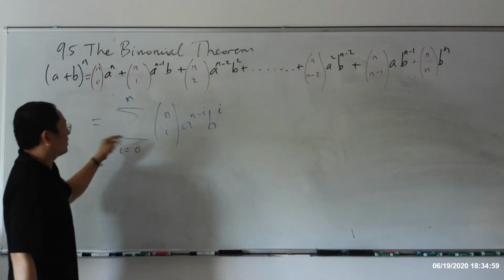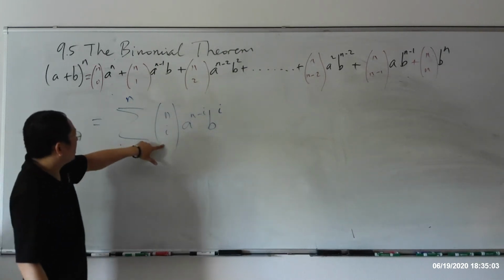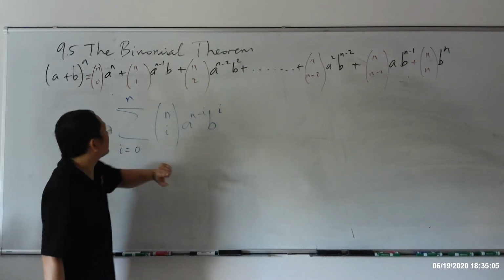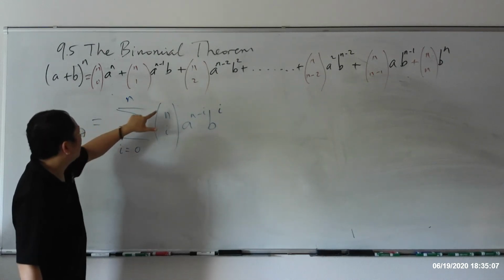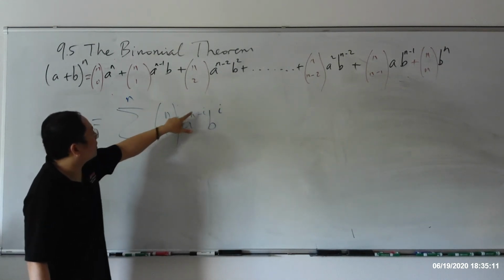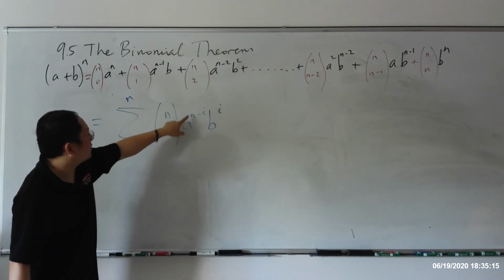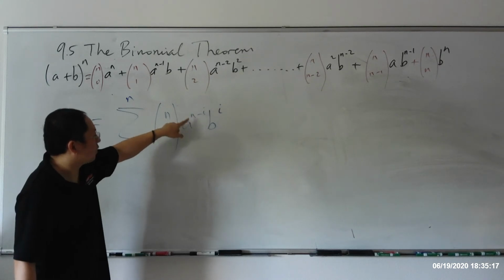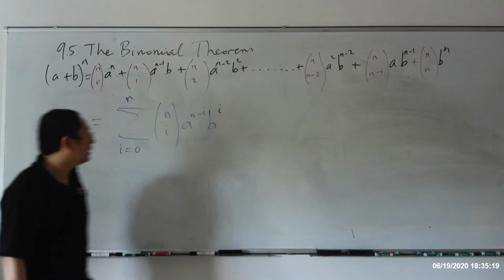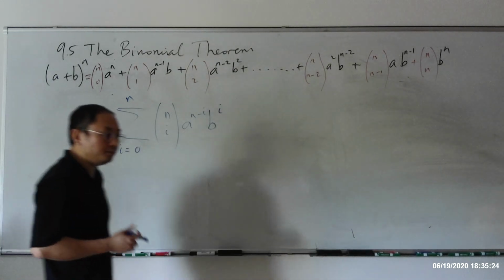And this sigma means the sum. You add them all up. Okay? And that means what? N choose 0, a to the n, b to the 0 is the first term. And then n choose 1, a to the n minus 1, b, n choose 2, a to the n minus 2, b squared, and so forth. And the last term is going to be n choose n, a to the n minus n, which is a to the 0, which is 1, and then b to the n, which is the last term. Okay? And this is really the binomial theorem.